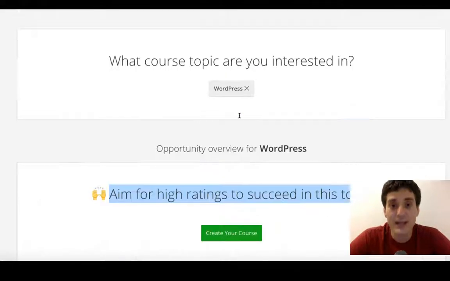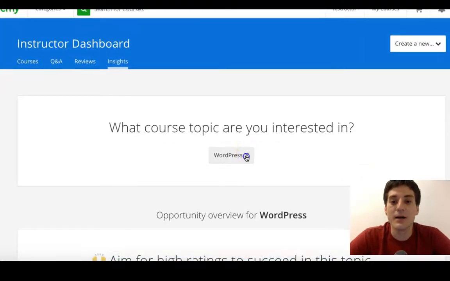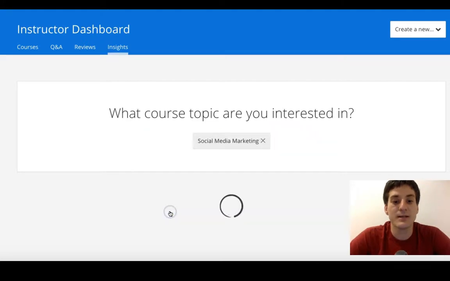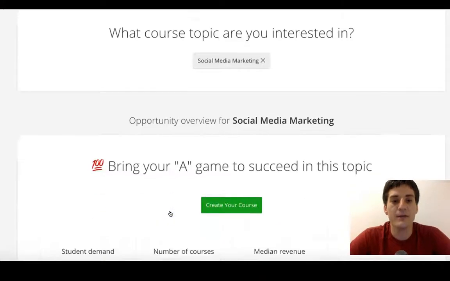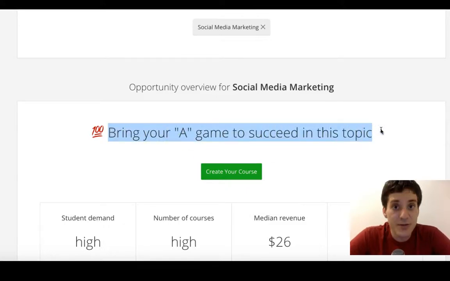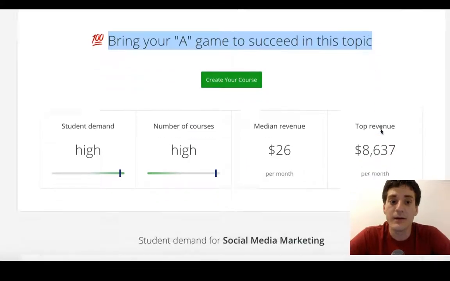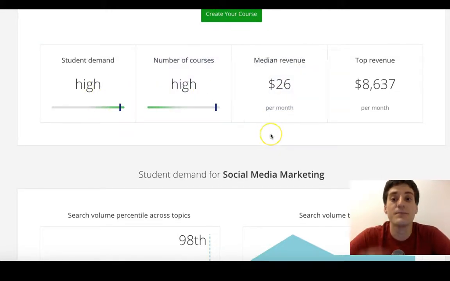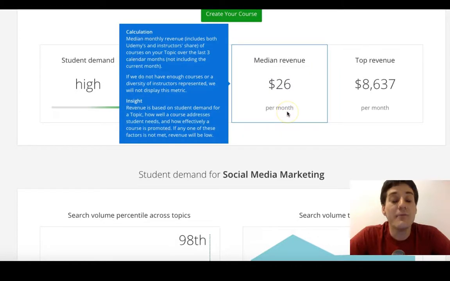Let's compare that to social media marketing. Let's say you want to go on a completely different route and you're thinking about social media marketing. We can see immediately that this is a saturated course area. There's a high number of students, but there's also a high number of courses. The median revenue, though, is just $1 above the $25 range.